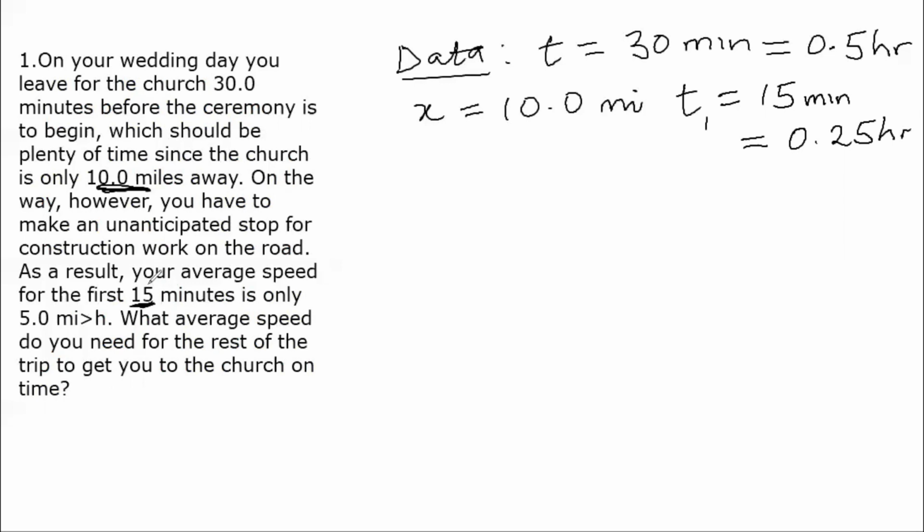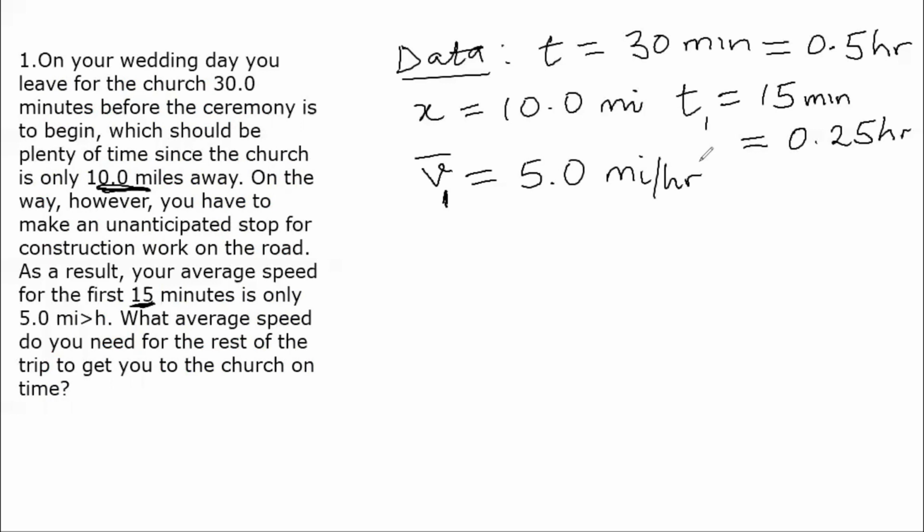And then your average speed for the first 15 minutes is only 5 miles per hour. So this is the average speed for the first part. Remember, this is the first part of the motion. This bar that I put just represents average. So the average speed is basically just 5.0 miles per hour.